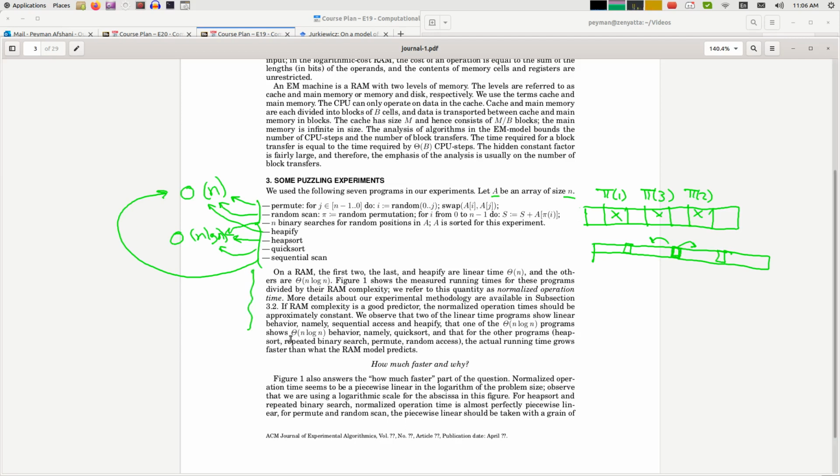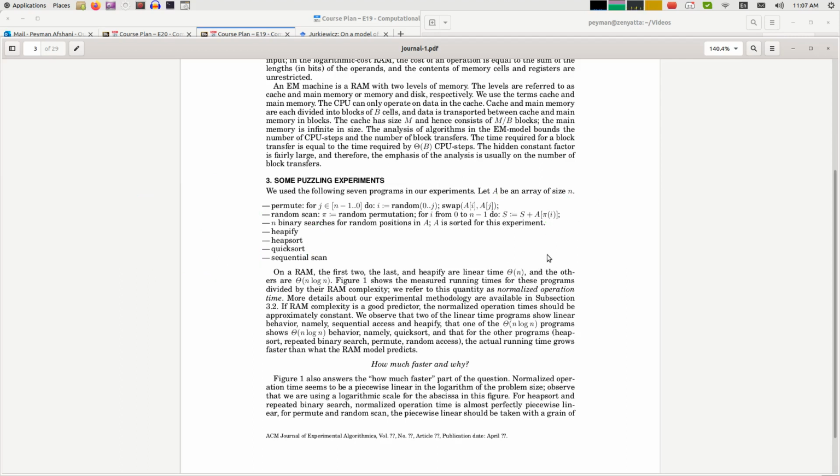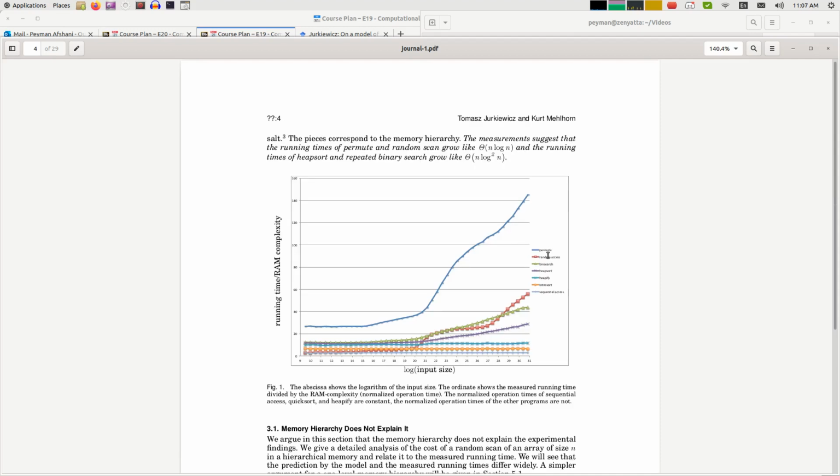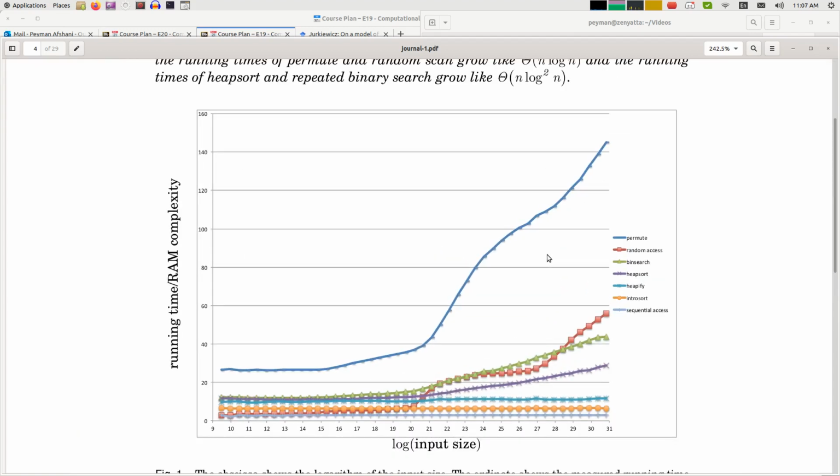Okay, so if we run these algorithms, let's see which ones should be fast. Sequential scan should be fast. Quicksort should be relatively slow. This should be slow. This should be fast. This should be slow, and these ones should be fast. So we expect 4 of them to be fast, 3 of them to be slow. Let's see what happens if we look at this in practice. This is the result that they get. I'll just zoom in.